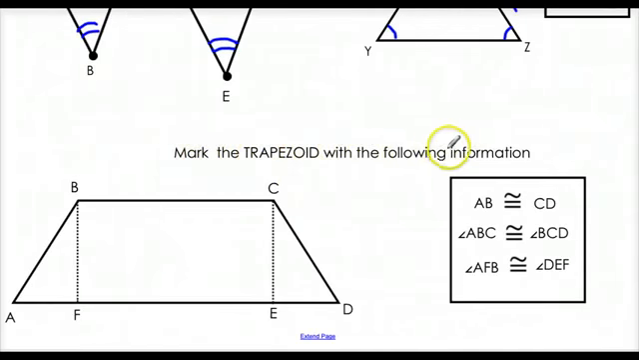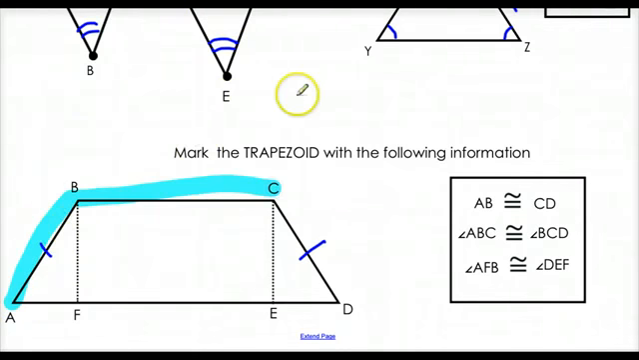Now we're going to mark the trapezoid with the following information. So follow me. AB, which is over here, is congruent to CD. So AB is congruent to CD. Awesome. Angle ABC, so let's highlight that just to make it a little easier.